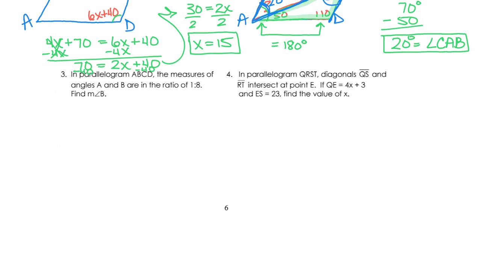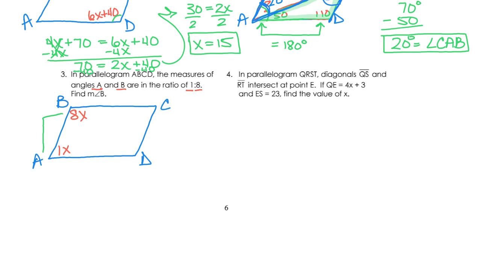In number 3, we have another parallelogram called ABCD. And it says that the measures of angle A and B are in the ratio of 1 to 8, kind of like our warm-up. So therefore, angle A comes first, so it gets the 1x. Angle B comes second, so it gets the 8x. And we're going to use the same property that we just did in the last one, that these are called consecutive angles, and they're going to add up to equal 180 degrees, just like in our warm-up.